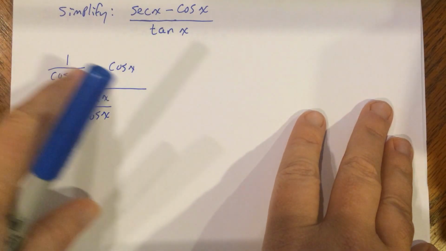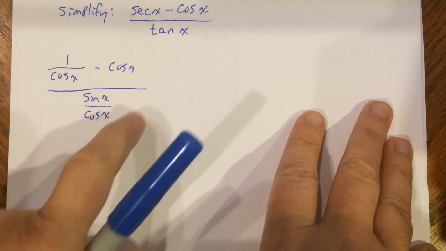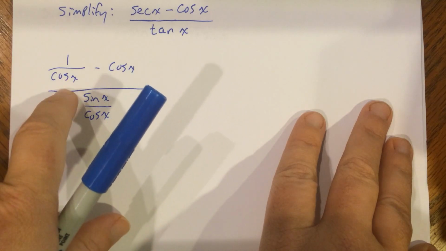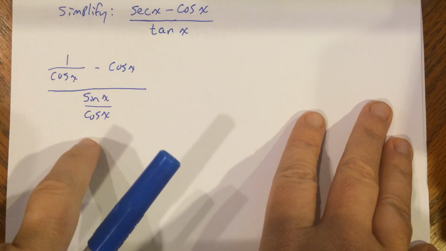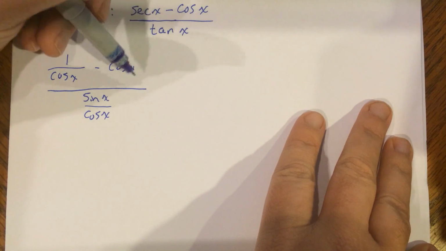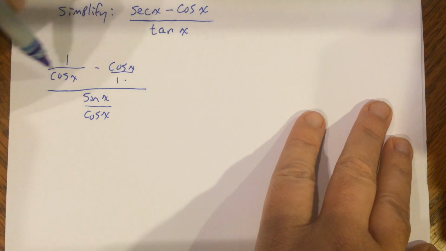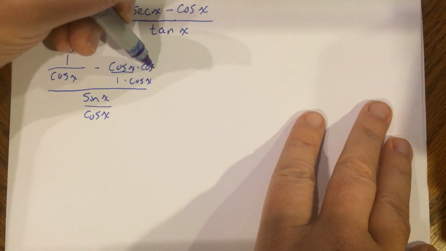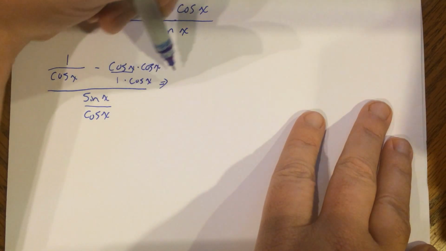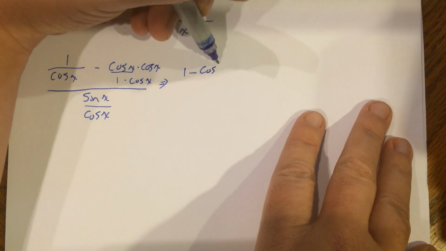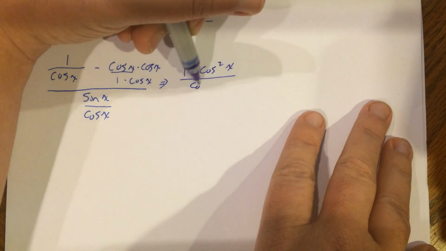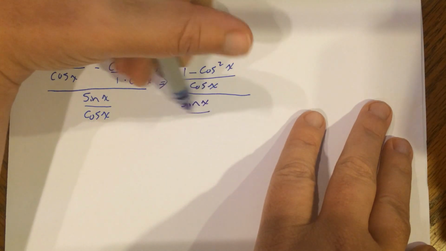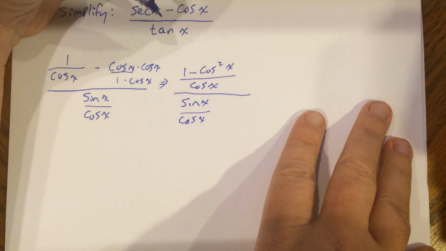Now I have a fraction minus another fraction, so it's over 1, divided by a fraction. So first thing I'm going to do is go ahead and write this with a common denominator, so then I can divide fractions. So if I write this with a common denominator, this is over 1, so this is really not missing anything. This is missing cos x. So I should get 1 minus cos squared x all over cos x. Now that's going to be over sine x cos x.